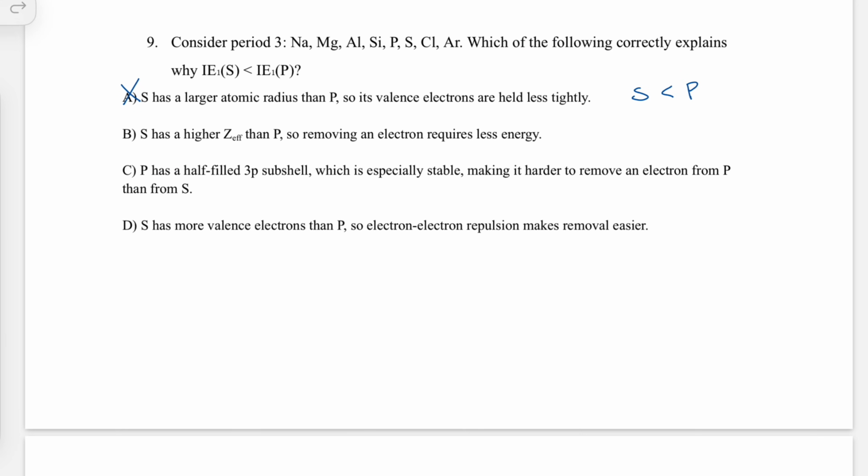B, S has higher effective nuclear charge than P, so removing an electron requires less energy. Yes, sulfur does have a higher Zeff than P, but this makes it require more energy to remove an electron. So this is also incorrect. A higher Zeff means it's harder to lose an electron. C, P has a half-filled 3p subshell, which is especially stable, making it harder to remove an electron from P than from S.